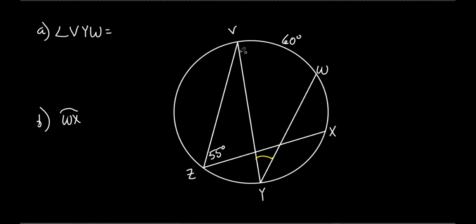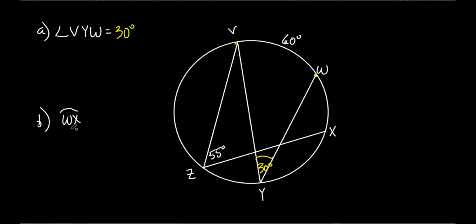Why? Because at Y, this angle cuts off right here, and it cuts off right here. So what's the arc in between? It's 60. What's the angle? The angle is how much of the arc? It's half of the arc. So that would be 30 degrees. So that would be 30. Very easy, correct? All right, what's the next one?